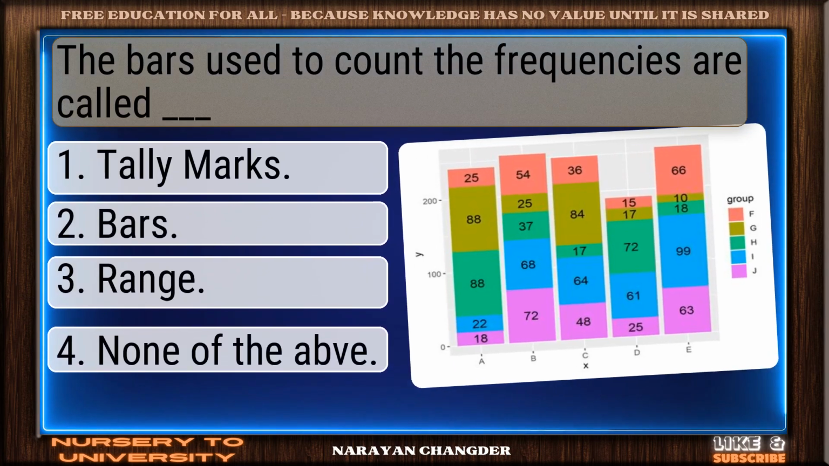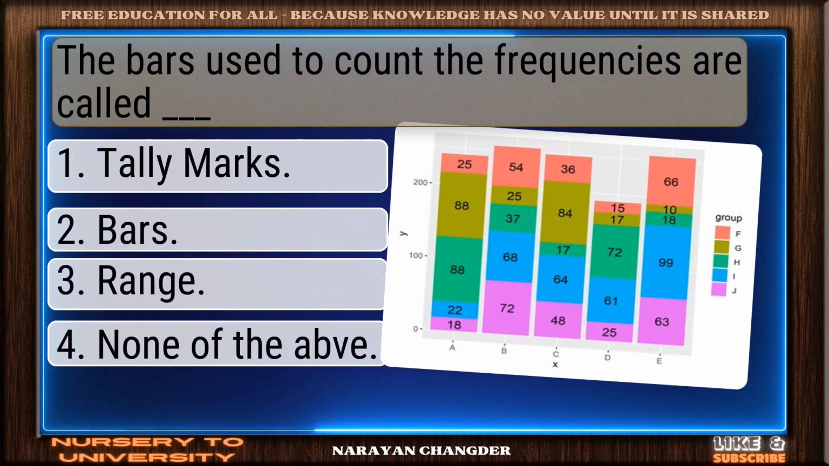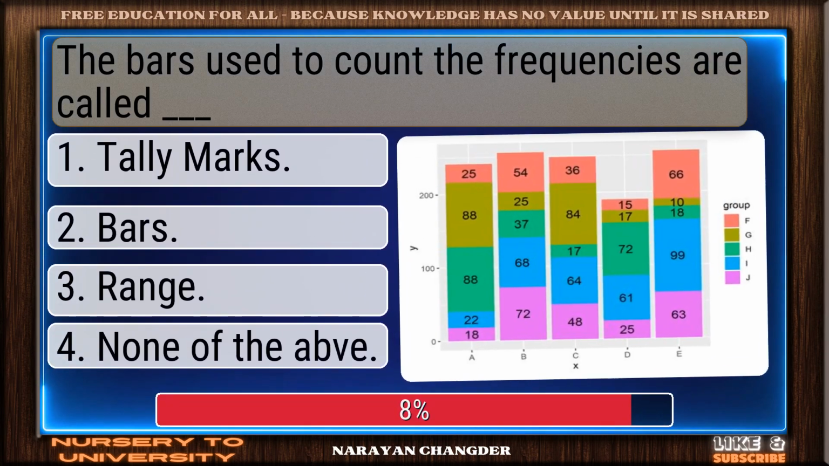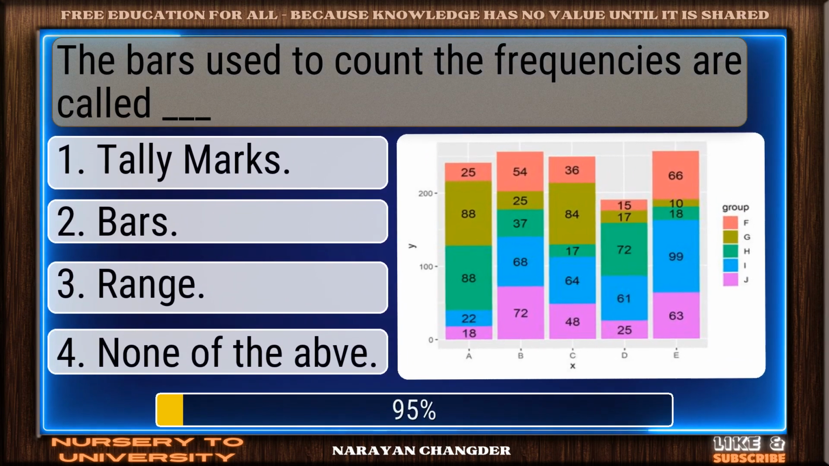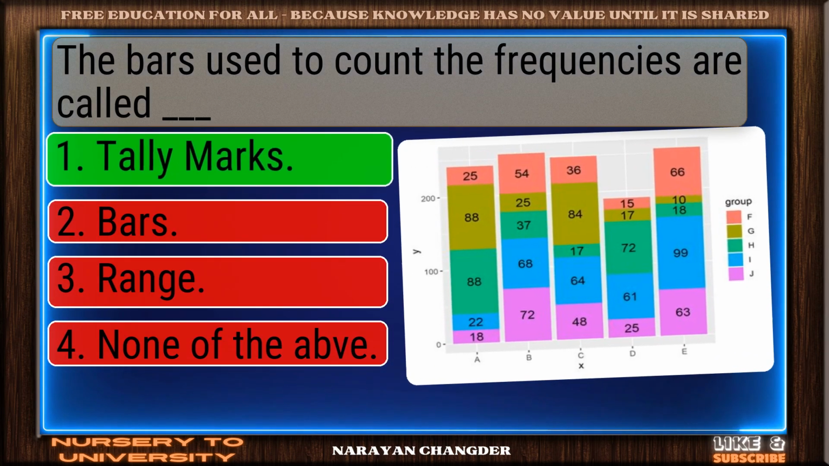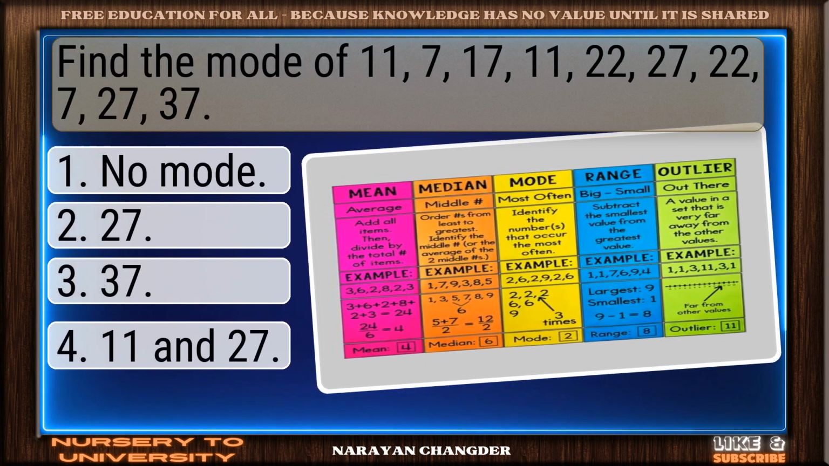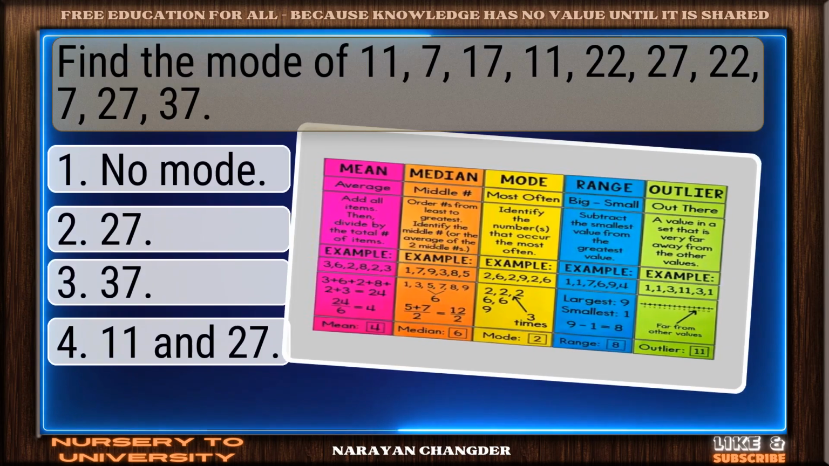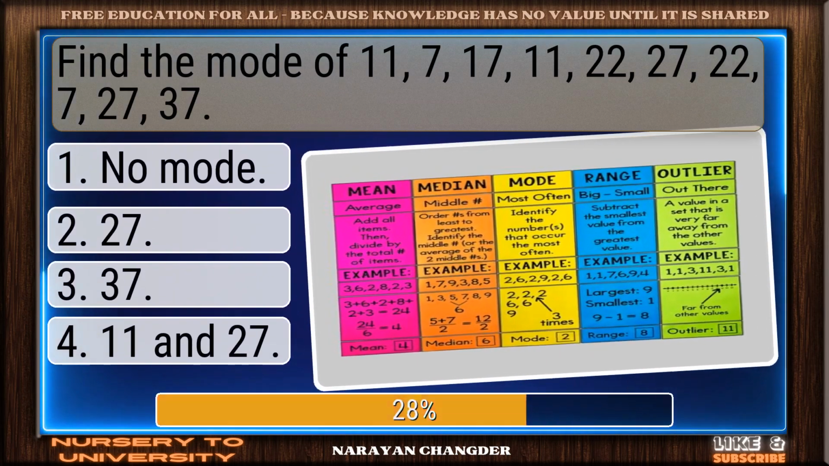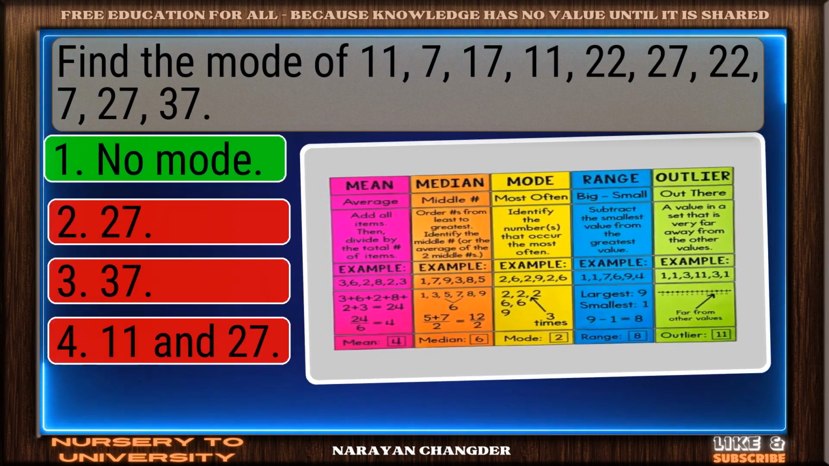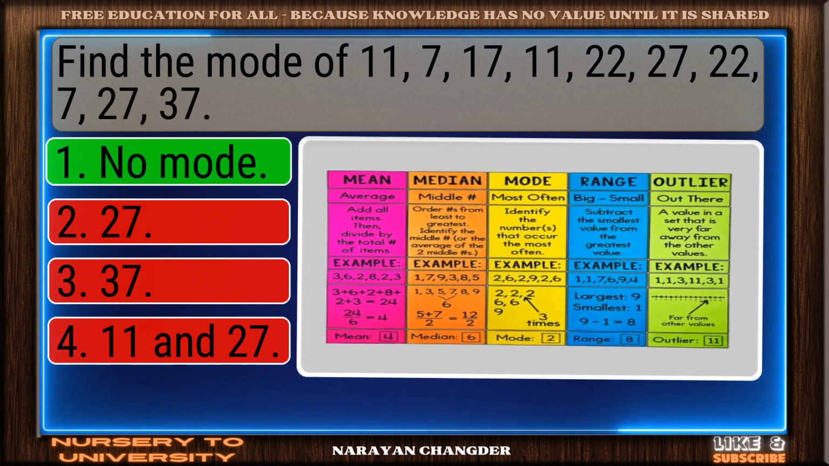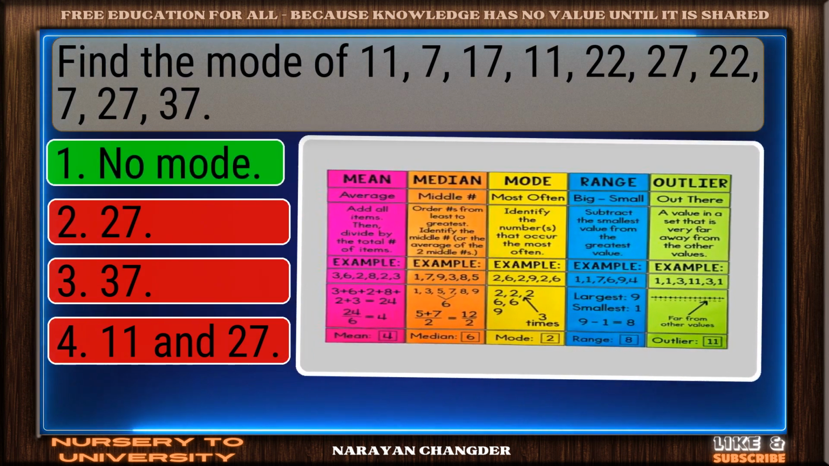Question number 146. The bars used to count the frequencies are called dash. Correct response. Tally marks is the most accurate answer. Question number 147. Find the mode 11, 7, 17, 11, 22, 20, 22, 7, 27. Right choice. No mode is the best answer.